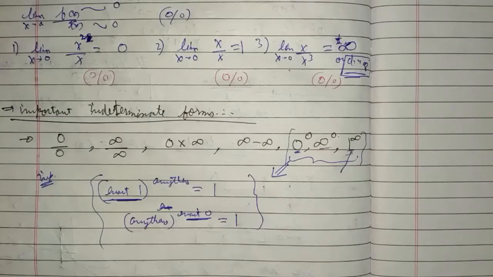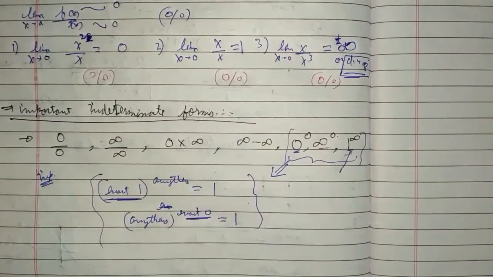There is a struggle between f and g. That is, it is an indeterminate form of 0 times infinity. Okay. If f wins, the answer will be 0. If g wins, the answer will be infinity or minus infinity. Or there may be a compromise where the answer is a finite non-zero number. This kind of limit is called an indeterminate form of type 0 times infinity.